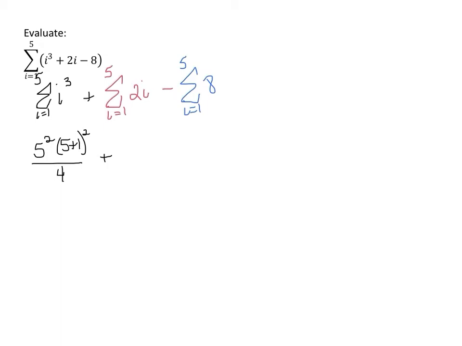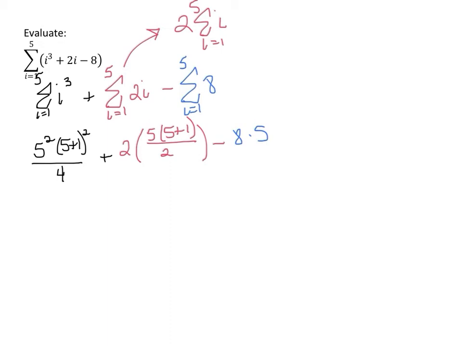Now, this summation that's in pink has another step to it, so I'm just going to move that here because I have to pull the 2 out. With this one, I'm going to say that it's 2 times n, which is 5, times 5 plus 1 over 2. And then the blue one, that's just a constant, so all I have to do is multiply 8 times 5.